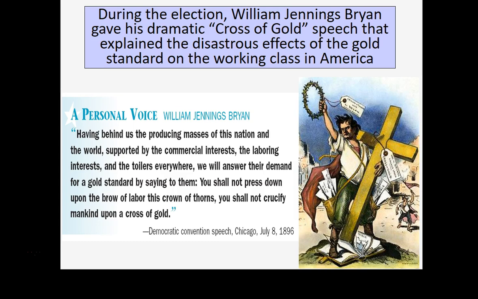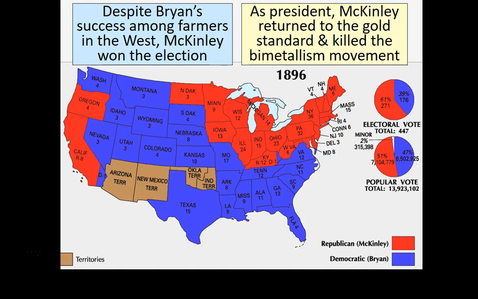This is William Jennings Bryan at the Democratic Convention in Chicago on July 8th of 1896. As you can see, he's very passionate and very charismatic, and he's very passionate about this topic. Despite the support among farmers in the West, unfortunately for Bryan, McKinley does win the election.